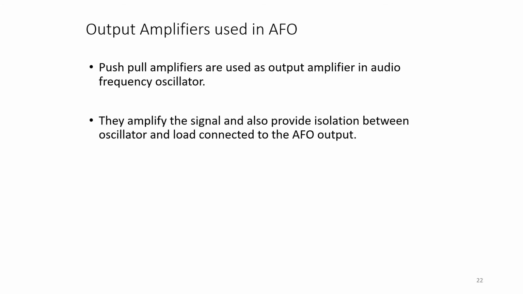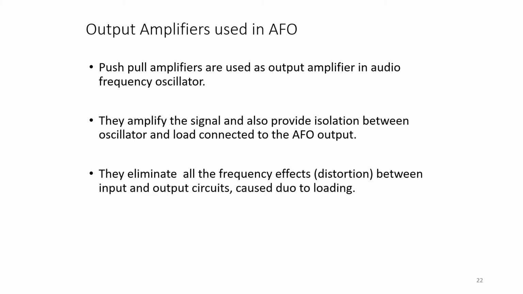So, as we have seen in the block diagram, we are using amplifiers. One to amplify the sine wave signal, the other one to amplify the square wave signal. So push-pull amplifiers are used as output amplifier in the audio frequency oscillator. They amplify the signal and also provide isolation between the oscillator and the load connected to the audio frequency oscillator output.